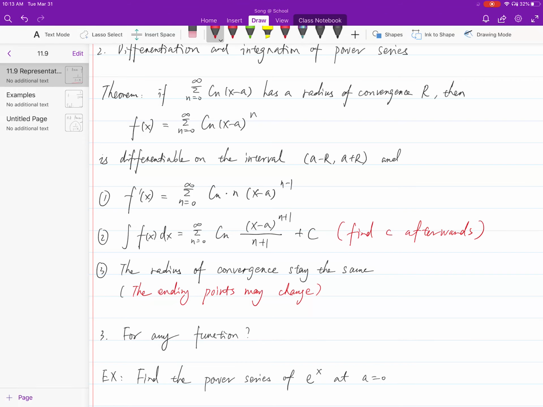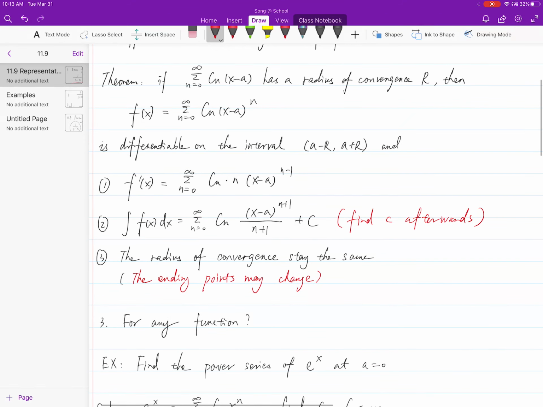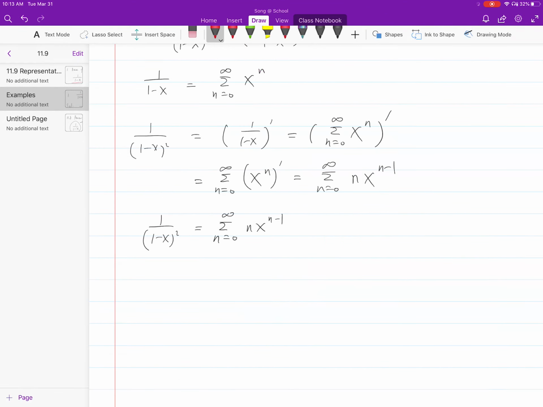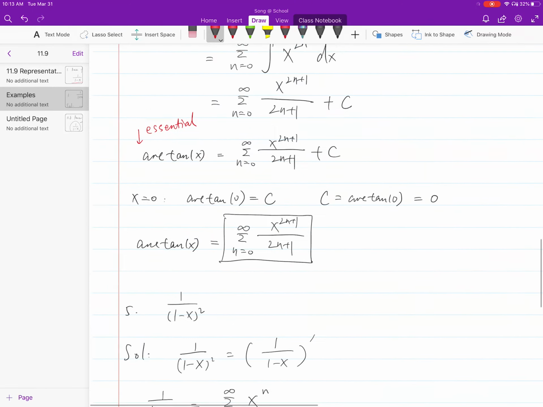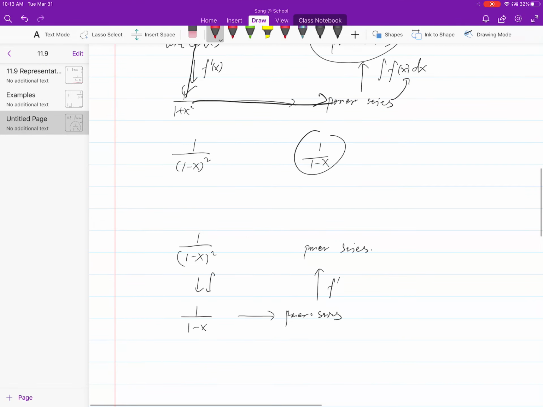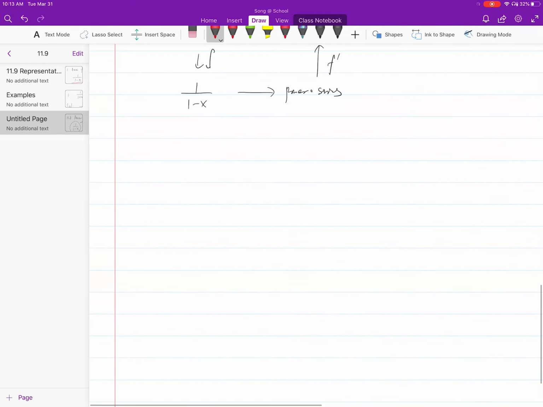The third thing becomes super interesting. Now think about what we have before. Okay. Let's think about our arctangent one. Okay, let's redo this logic. Arctangent x. You take the derivative, you have this. You have a power series.